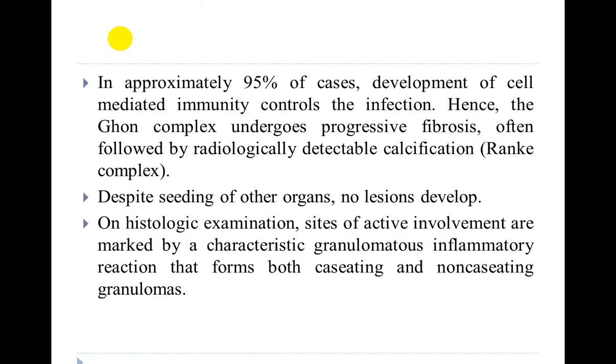Good. The immune response is well and effective. So in about 95% of cases, they develop cell-mediated immunity that controls the infection and walls it off. Hence the Ghon complex undergoes progressive fibrosis with calcification. Meaning, if we have control of the infection in this Ghon focus, what will happen to it? It will undergo fibrosis.